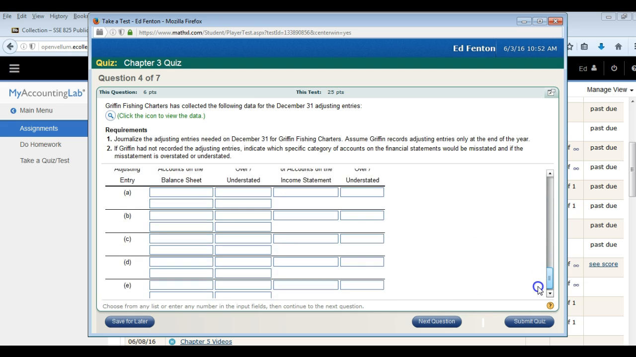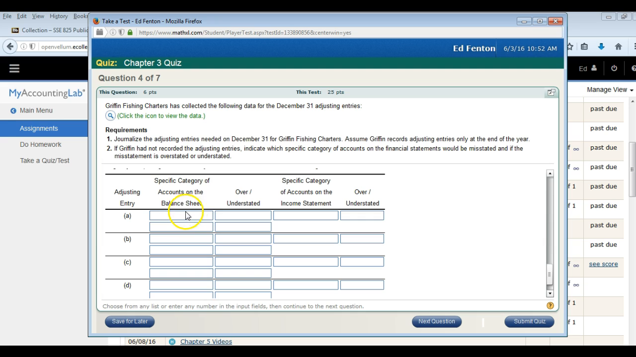Come to the bottom and entry A: which accounts were affected? Well, an expense is an equity account. A liability is, of course, a liability account. If we don't record the entry, then the equity would be overstated because an expense is an equity account. It lowers net income, which then will lower retained earnings, which will lower equity. So if we don't make the entry for expense, equity is overstated. And if we don't record the liability, the liability account is understated.